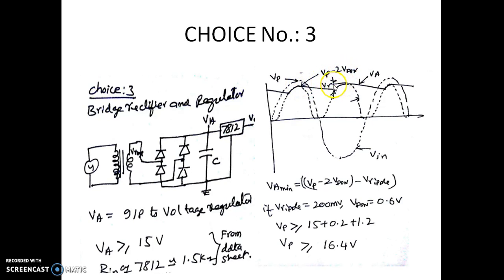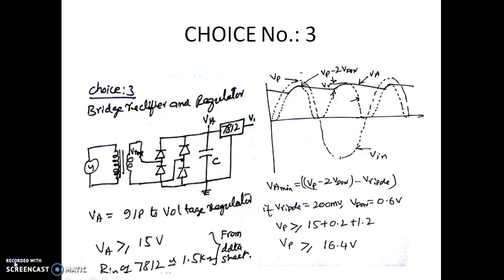So now this is the ripple voltage at the output of this rectifier, that is the input to the regulator. So Va minimum should now be Vp minus 2 Vd on minus V ripple, that is, this is your Va maximum, there is a ripple of Vr. So Va minimum should be Vp minus 2 Vd on minus Vr. That's what is given here. We should have the peak voltage more than 16.4 volt.